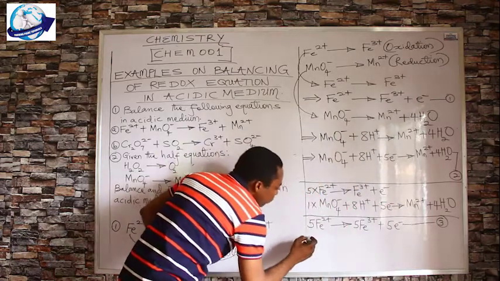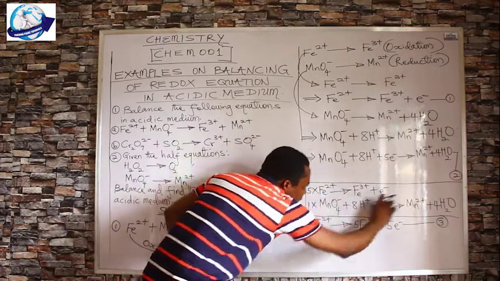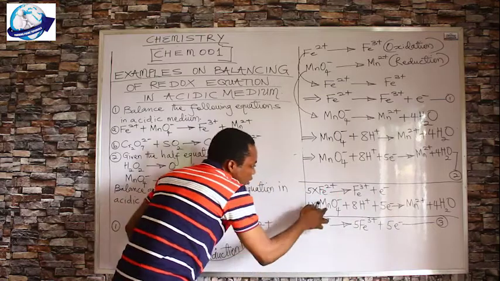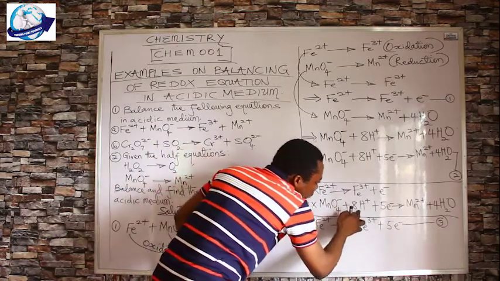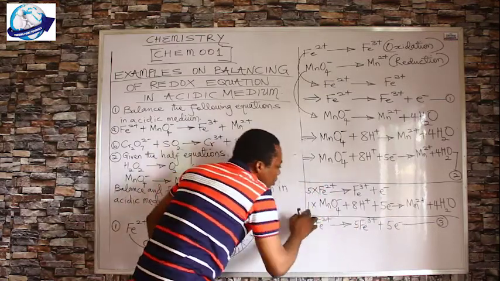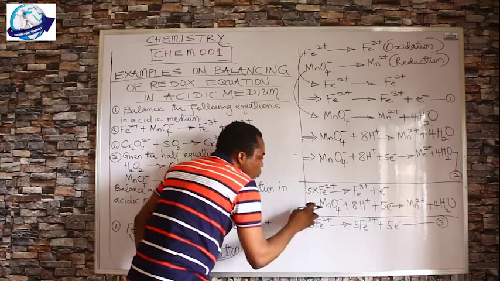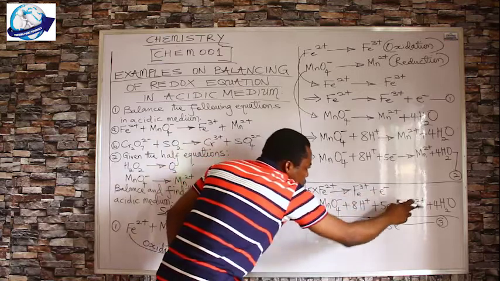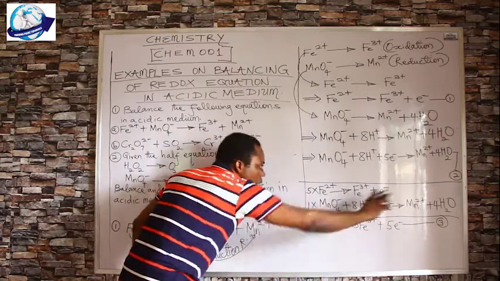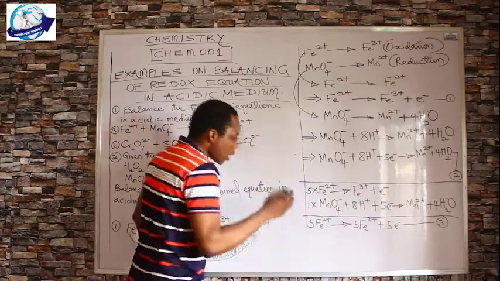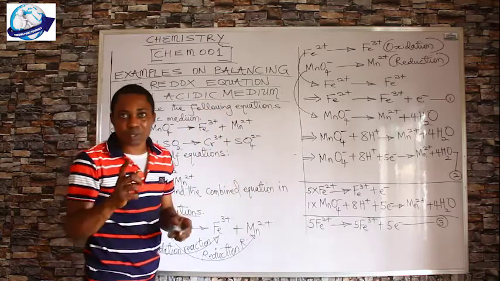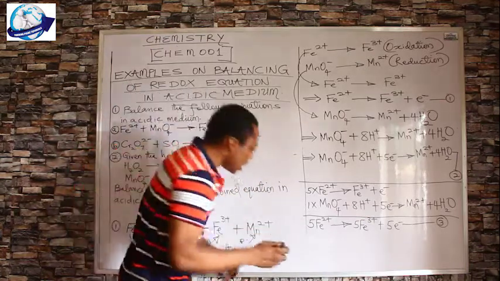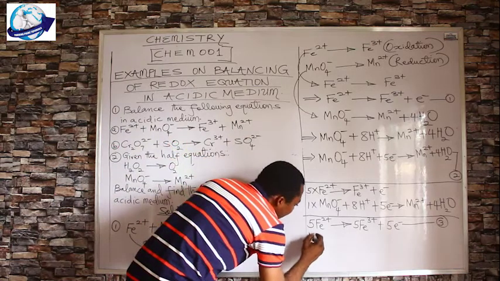Then we have 1 times everything here is 1 times everything. 1 times this is this. 1 times 8H plus is 8H plus. 1 electron is 5 electrons. Then 1 times Mn2+ is Mn2+. 1 times 4H2O is 4H2O. So it is just a kind of repetition we have here. And I believe you are following up. This is turning point tutorial. Get along with us.